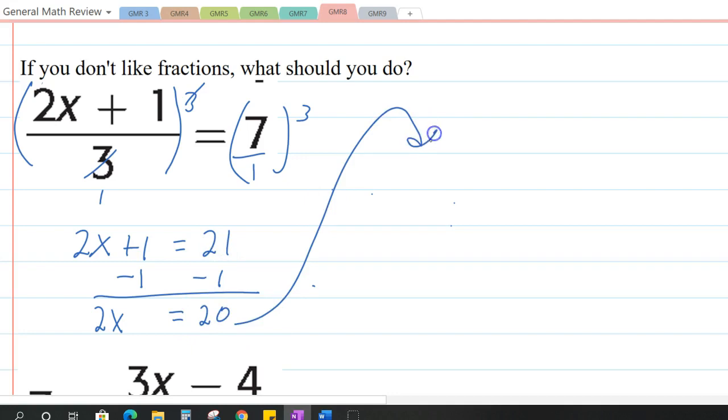And rewrite the problem up top so I have room. And 2x is equal to 20. Divide both sides by 2. On the left-hand side, it cancels out. X is equal to 10.